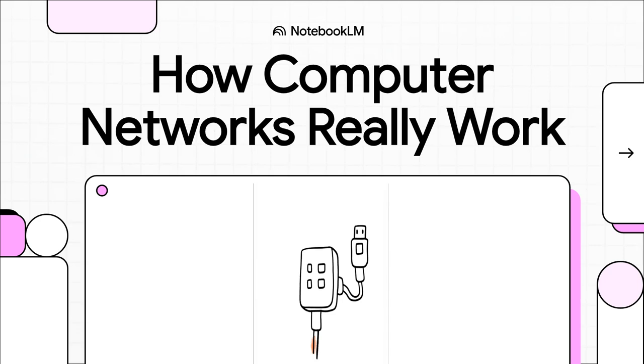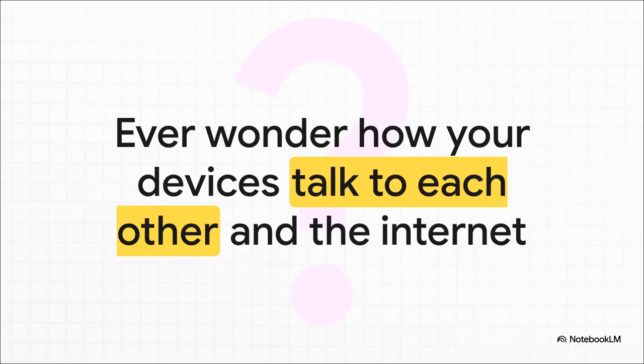Today, we're going to pull back the curtain on the invisible magic that connects pretty much everything in our digital lives. We're going to break down how computer networks really work from the ground up. Really stop and think about it for a second. You click on something, a whole web page just appears. You send a photo from your phone, and poof, it's on your friend's screen halfway across the world. How does that actually happen? So fast? So reliably? Millions of times every single second?